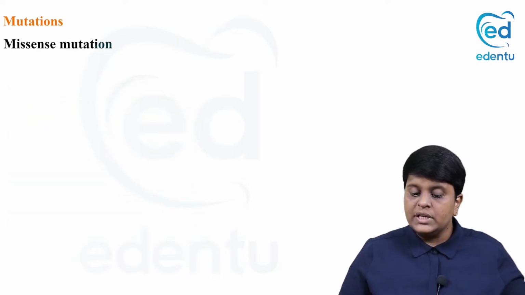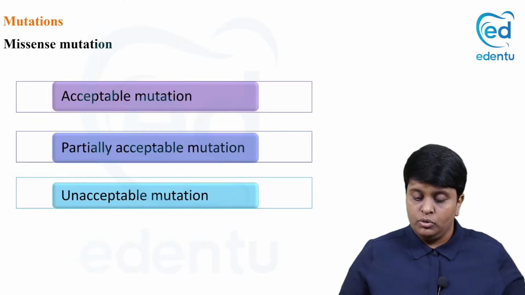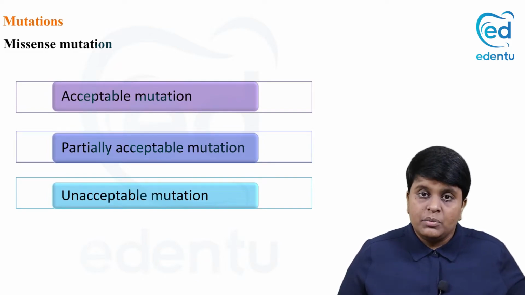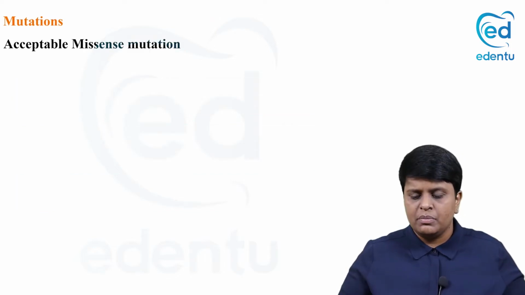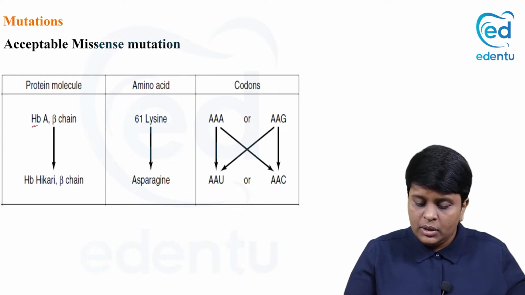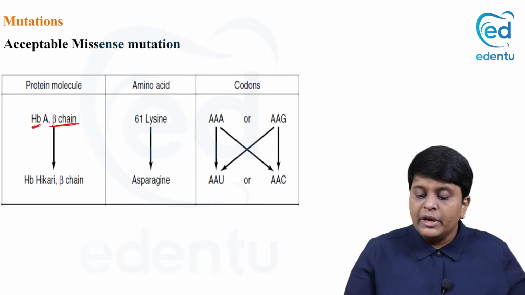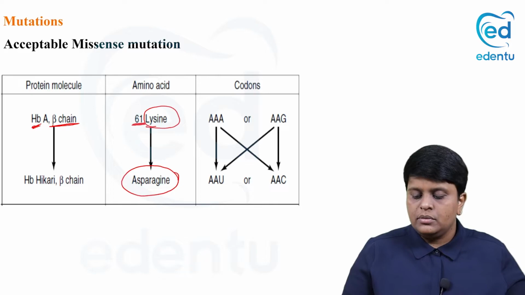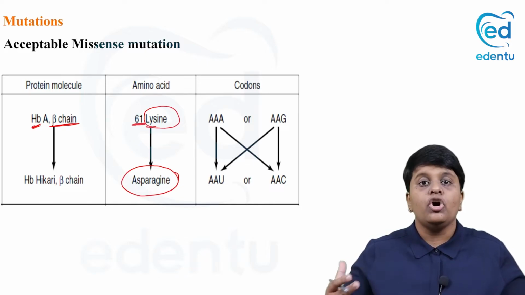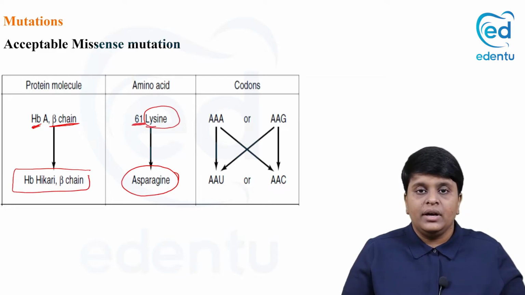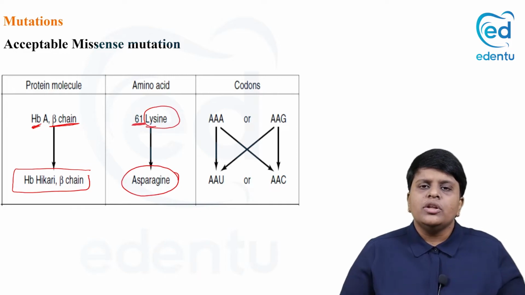Now, under missense mutation, you have three different types of point mutations, which are acceptable, partially acceptable, and unacceptable or non-acceptable mutation. So what is this acceptable missense mutation? Now let me tell you with an example. Always we'll see with relation to hemoglobin. Okay, so in hemoglobin A, in the beta chain, in the 61st position, you have a lysine amino acid. If it is changed into an asparagine residue because of the mutation, you will produce hemoglobin Hikari, which will not have much effect on the function of hemoglobin.